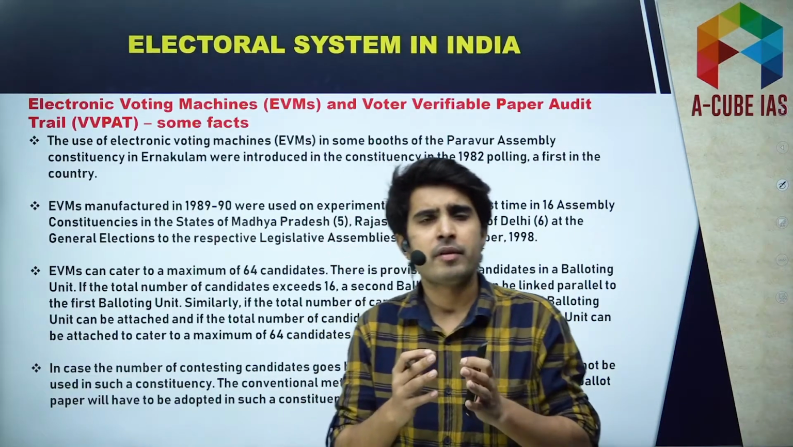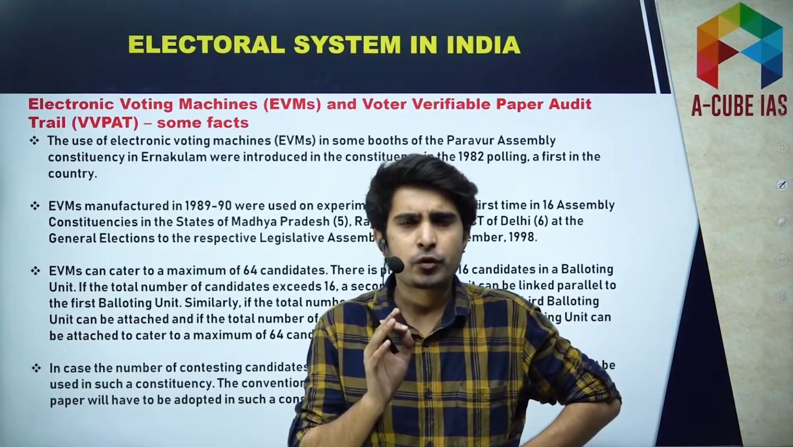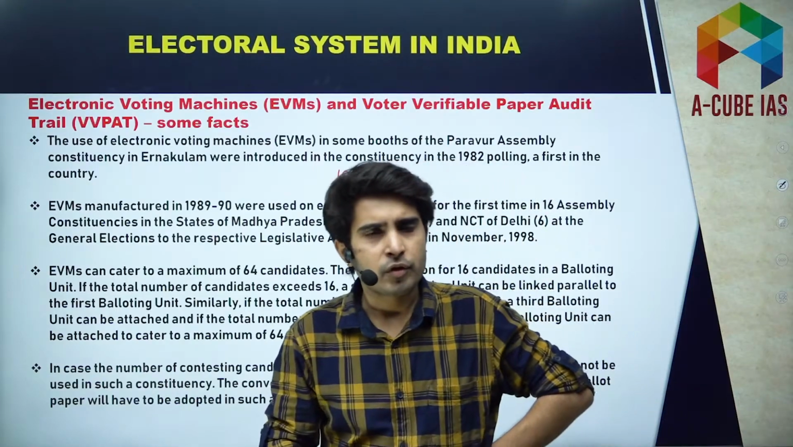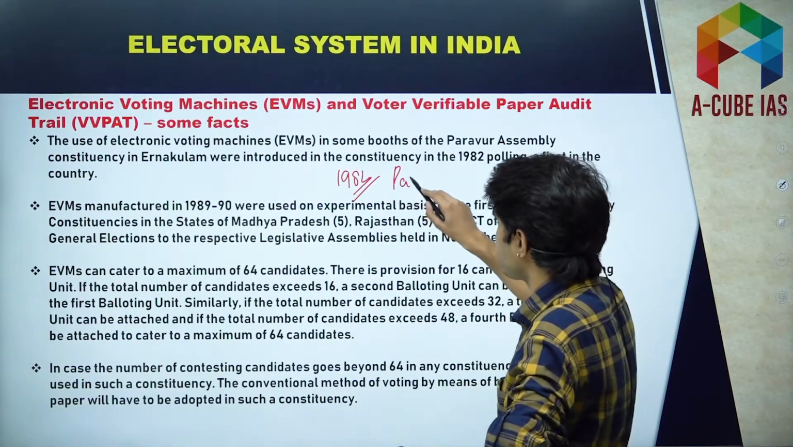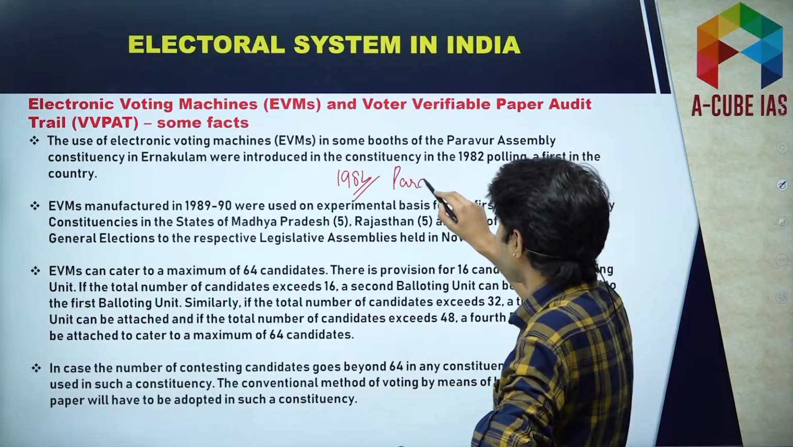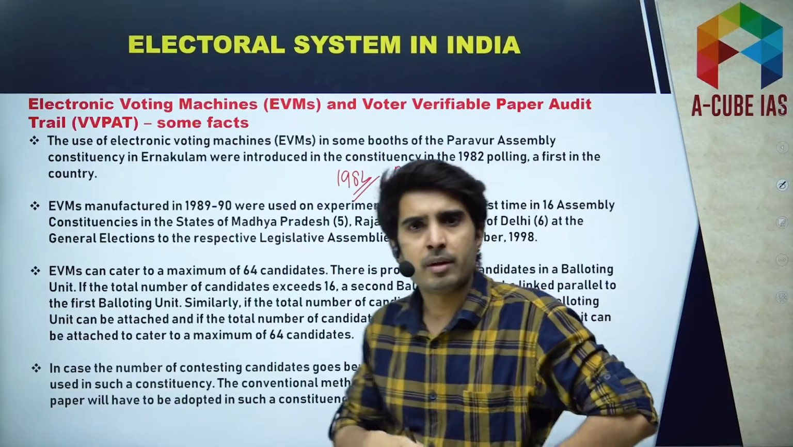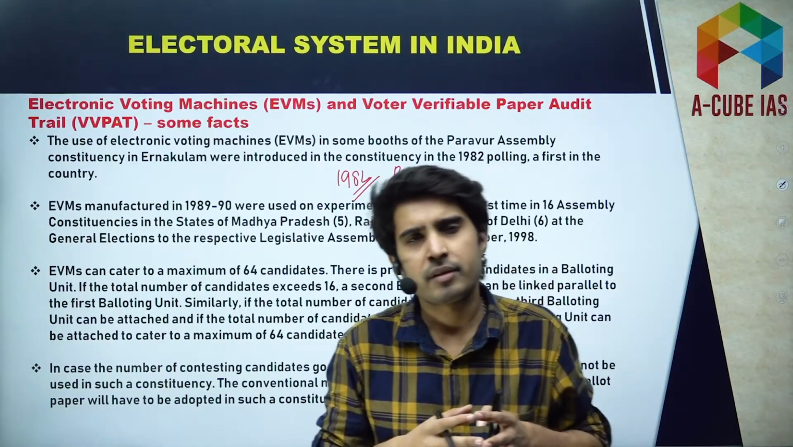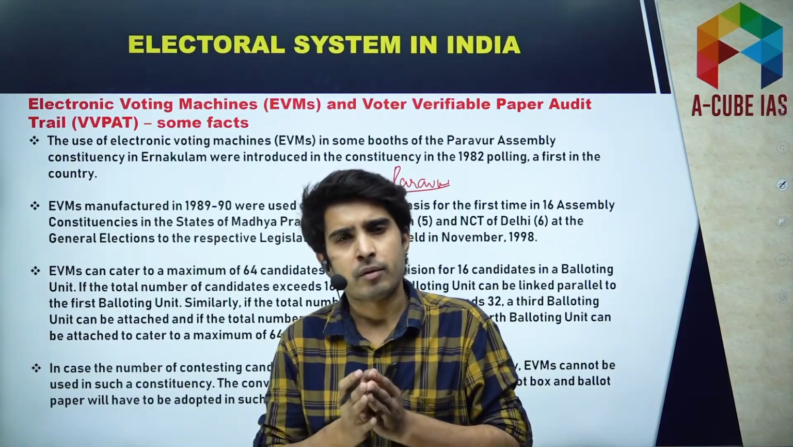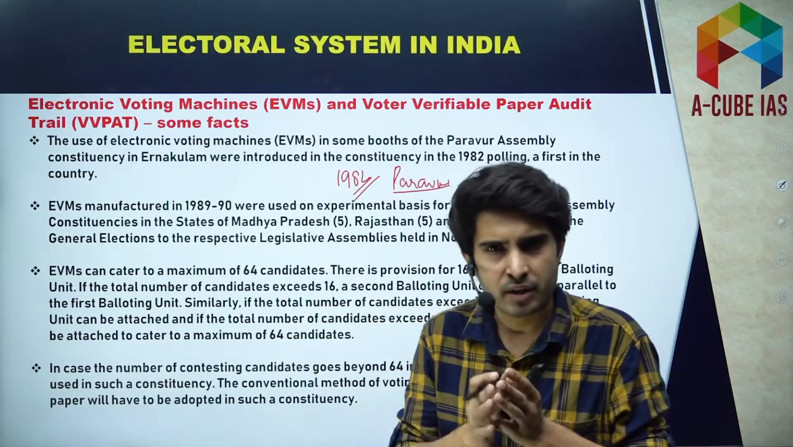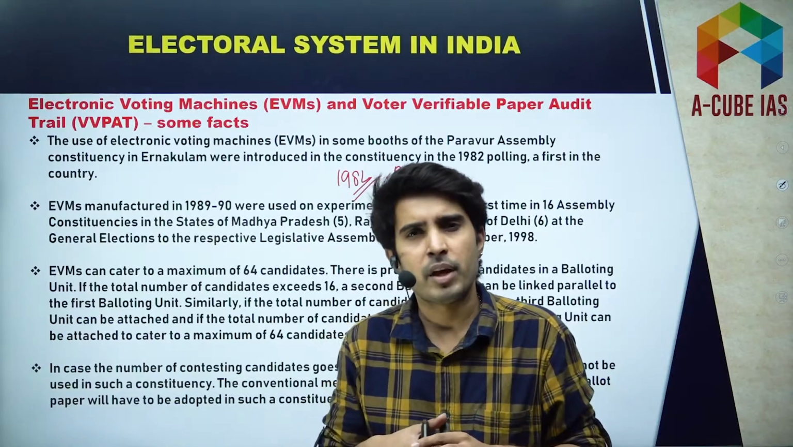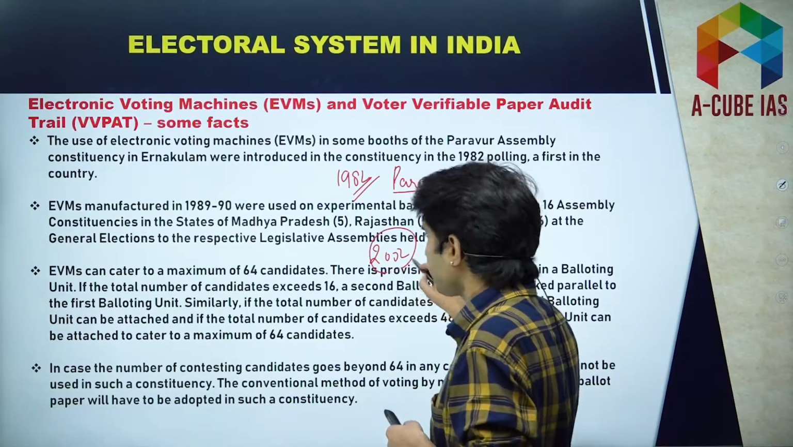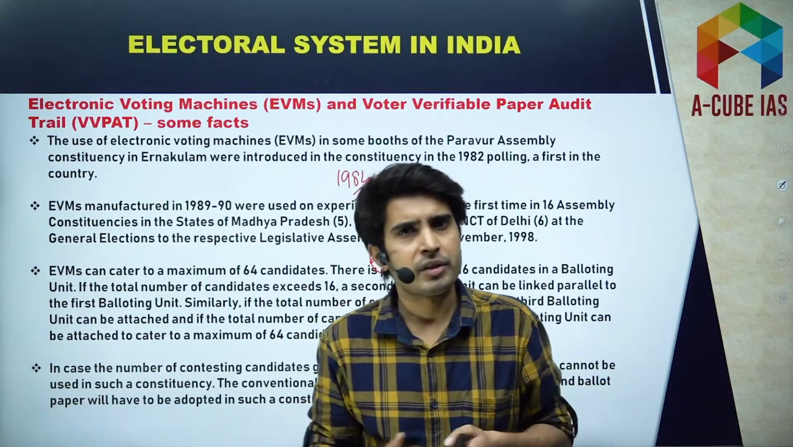Now let's talk about the EVM machine. See, this EVM machine was used in 1982 for the very first time. And it was used in Paravur Assembly. This is the constituency in Kerala. So this is an important fact that it was used in Kerala for the very first time. After that, EVM machines were used in several states on an experimental basis. But now it has become a common practice. These are being used everywhere. And since 2002 perhaps, these are being used in our country at large scale.